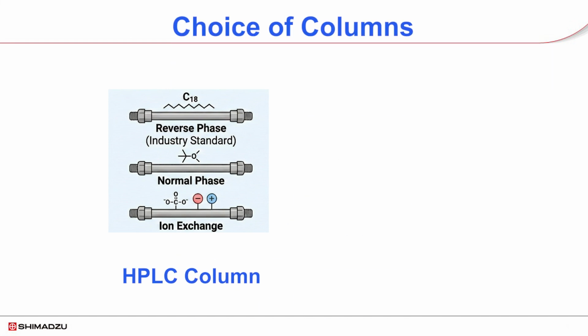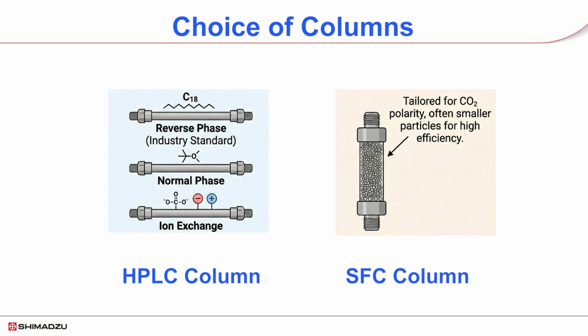HPLC typically utilizes a wide range of column chemistries to address various separation challenges, with reverse phase being the industry standard. SFC, however, employs columns with specific stationary phases tailored for the unique polarity of the supercritical fluid. Crucially, SFC columns often feature smaller particles.